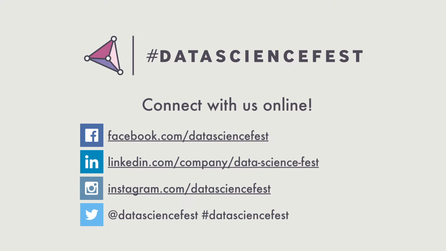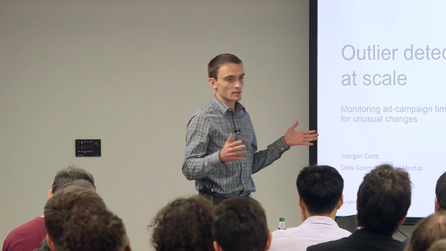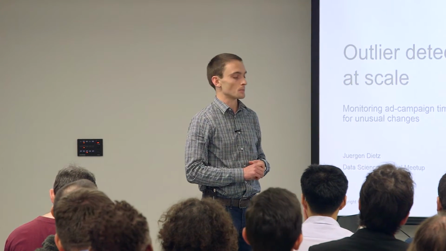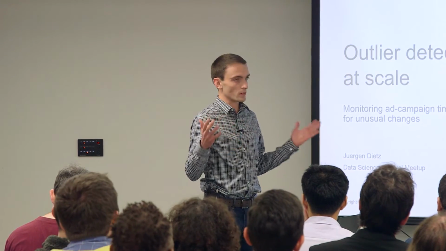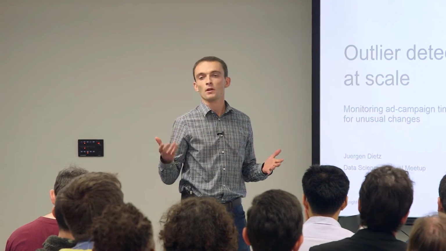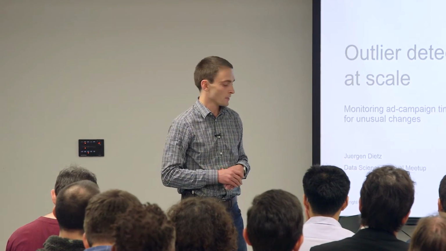My name is Juergen. I'm from Criteo here, data analyst. So my topic is outlier detection at scale. We're trying to track metrics for ad campaigns and raise outliers when there's a problem, right?